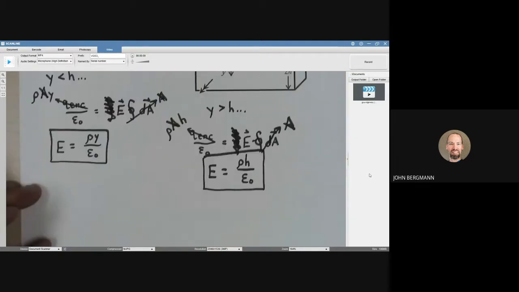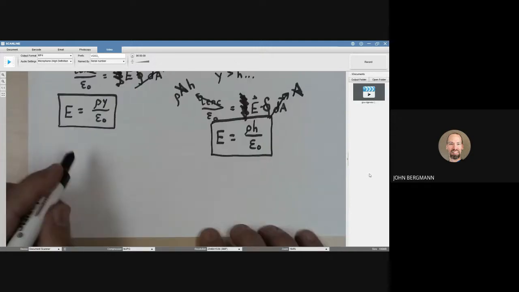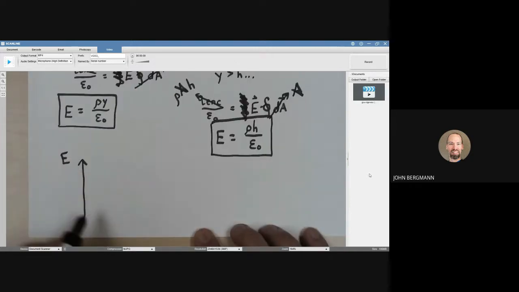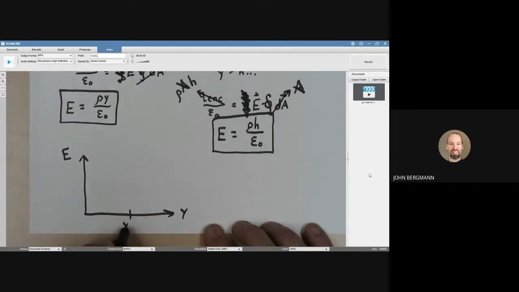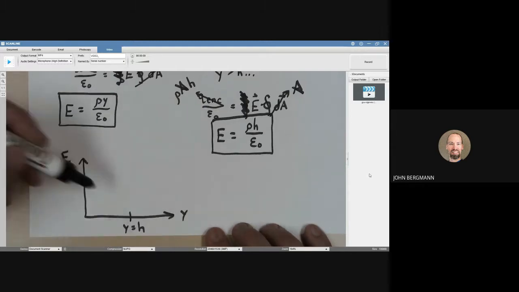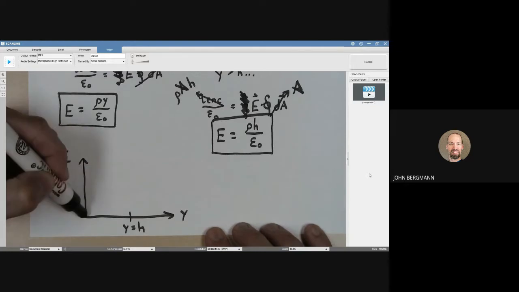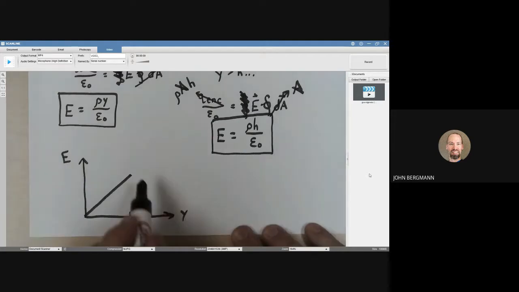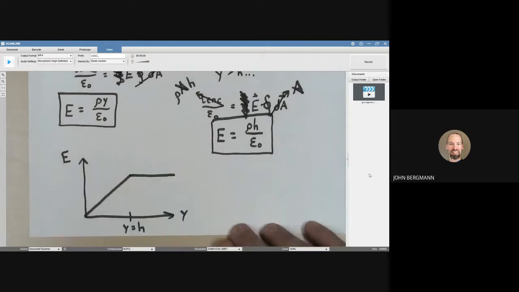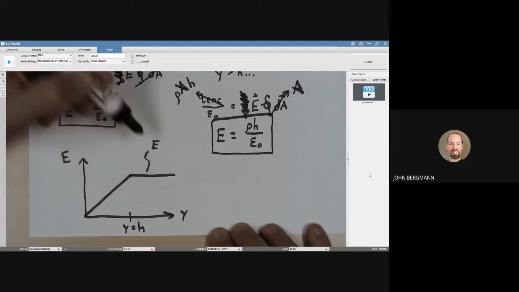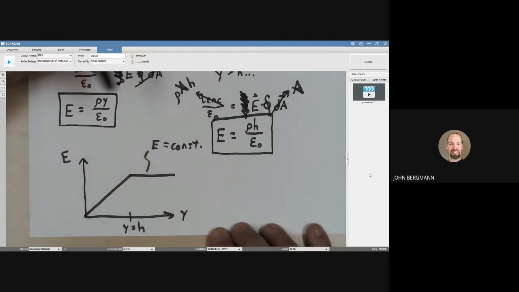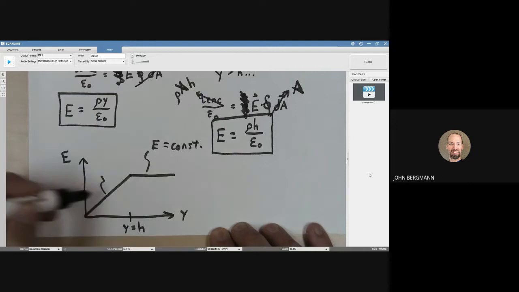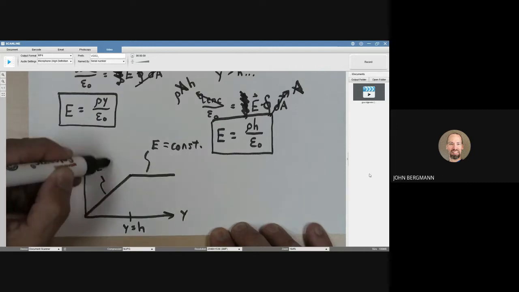So if we graph these, what would that look like? We would graph the electric field on the vertical axis. We would graph y on the horizontal axis. There's a value of y equals h right there. And according to this, it looks like the electric field increases linearly up to y equals h. And then it doesn't depend on y at all. It's constant right there. For this portion, the electric field is a constant. And for this portion right here, the electric field is proportional to y.